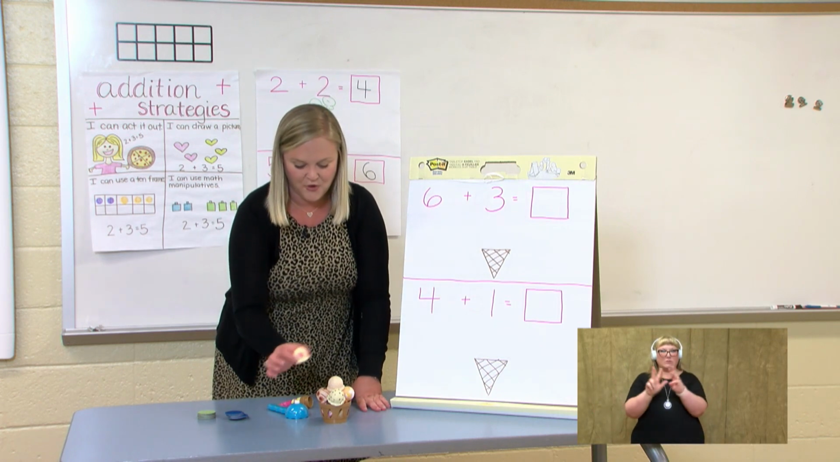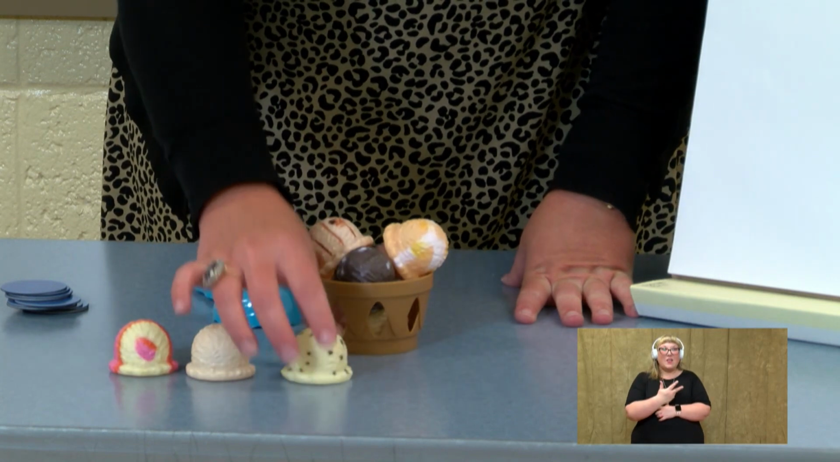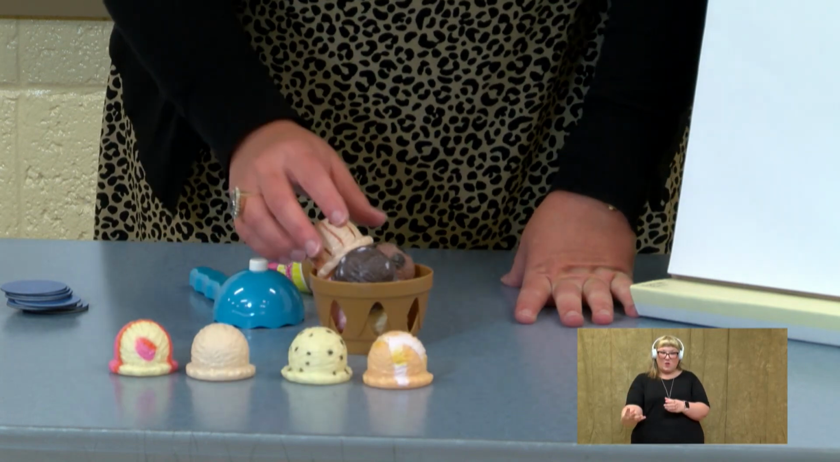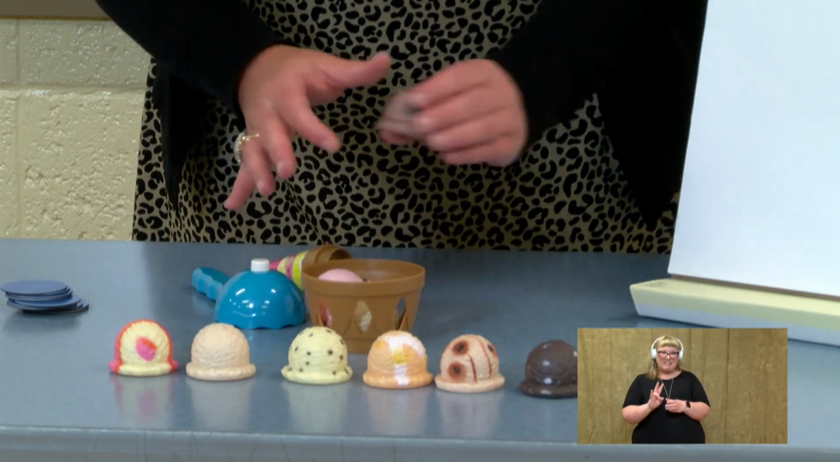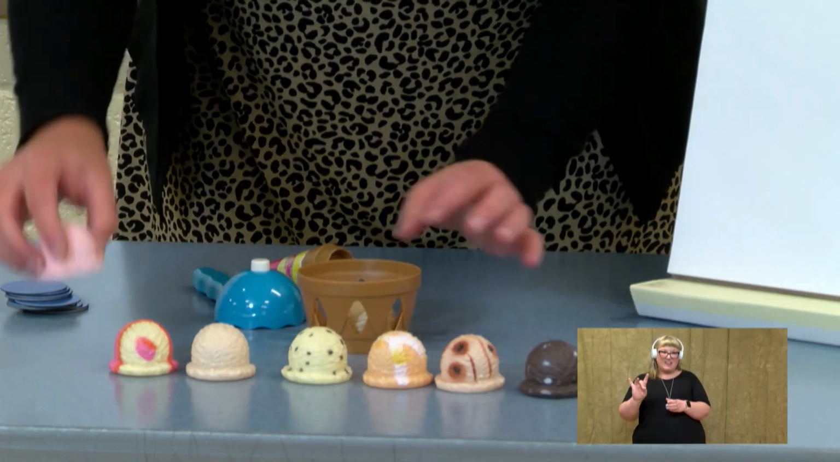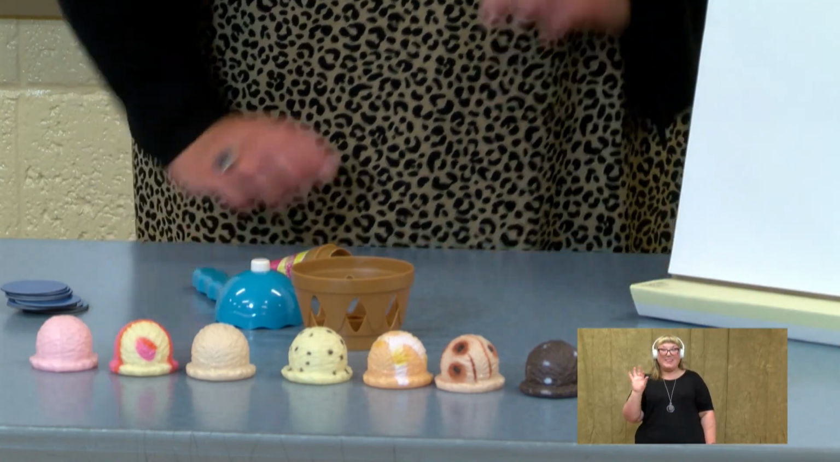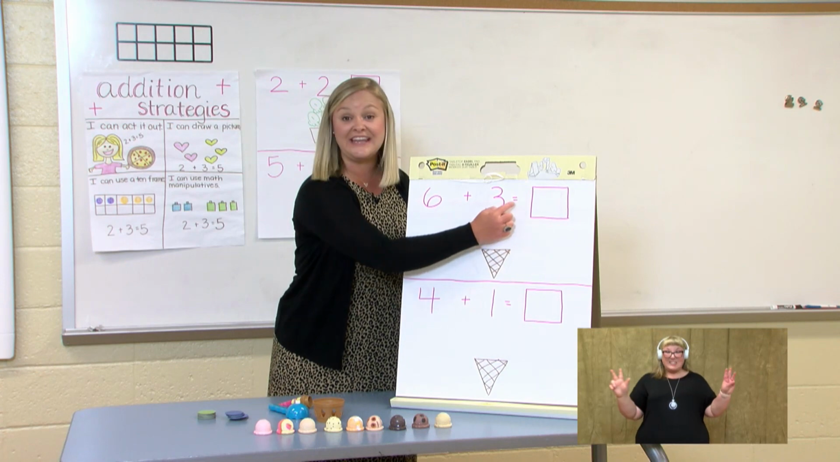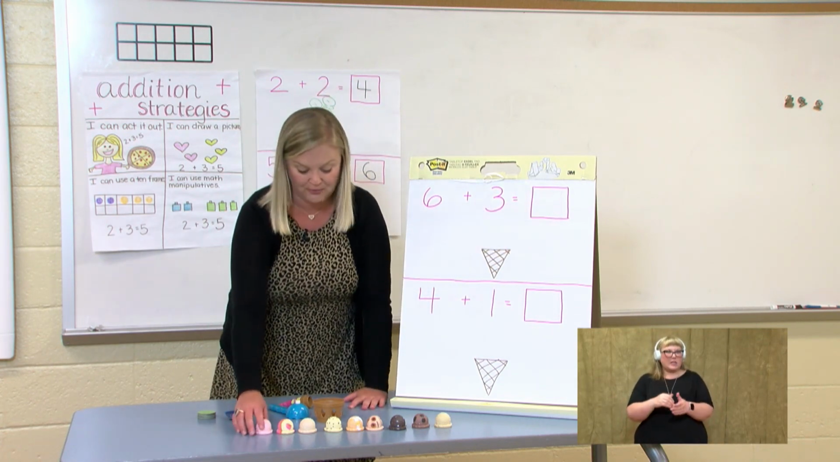1, 2, 3, 4, 5, 6, 7, 8, 9 scoops of ice cream. So 6 plus 3 equals 9. Very good. Let's count them and see if we can fit them back in our bowl.